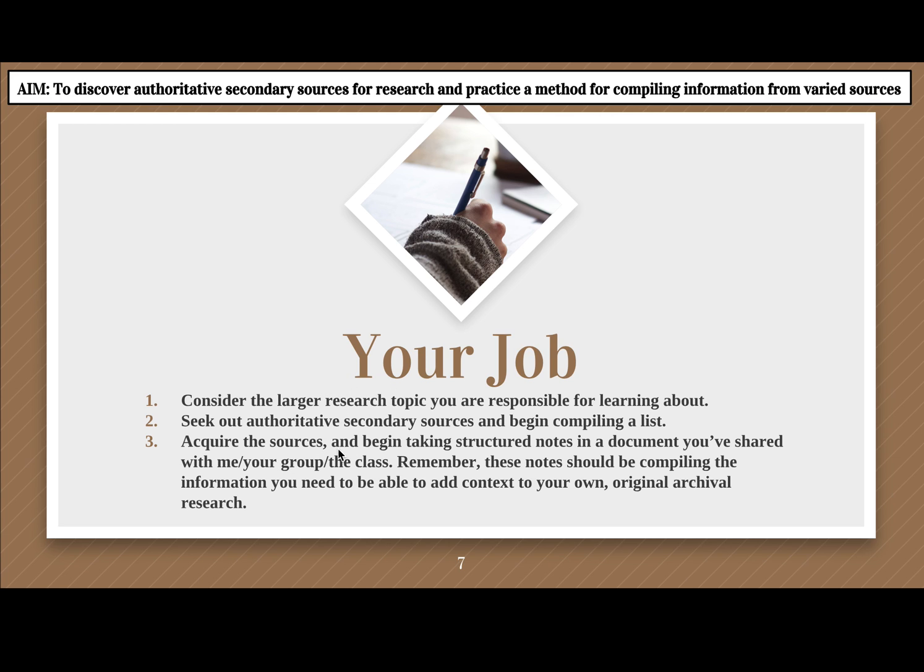Get the sources, and then start taking notes in a document or a system that you've shared with me or your group, the class. Remember, the notes should be compiling information you need to be able to add context to your own original archival research. So we're not using secondary sources as the research. They're helping you become the experts in this topic so that you know where there are gaps. Meaning, what have other people done? What have other people already written? And then when you know that, you'll also know what they haven't written. And that helps you find your own place within this overall topic.